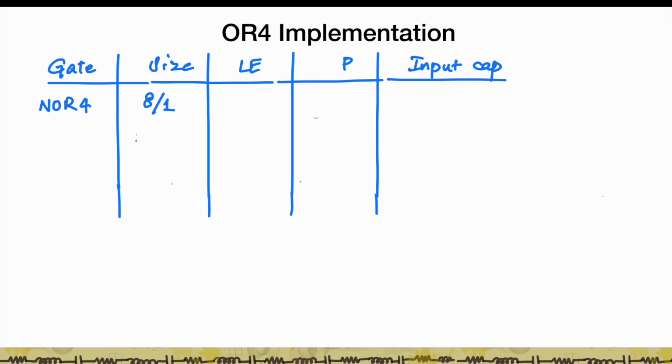NOR, the smallest inverter here is a 2-1 technology. So for a NOR4, I have 4 PMOSs in series. So the PMOS has to be sized as 8. NMOS doesn't change in size. Logical effort is 9 by 3, which is 3.